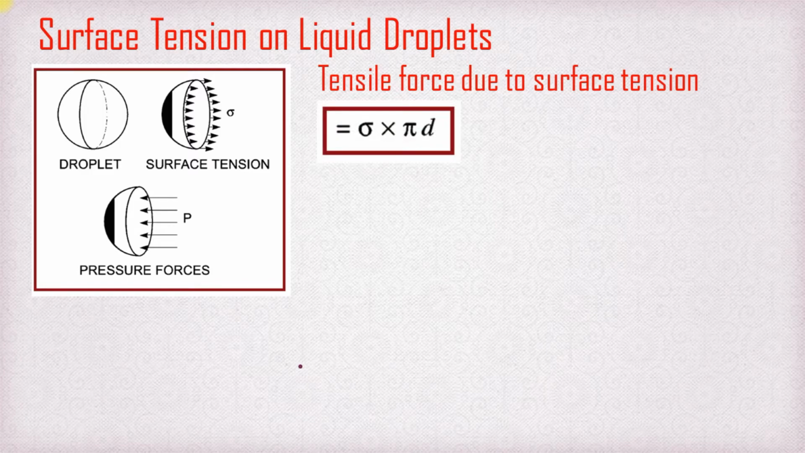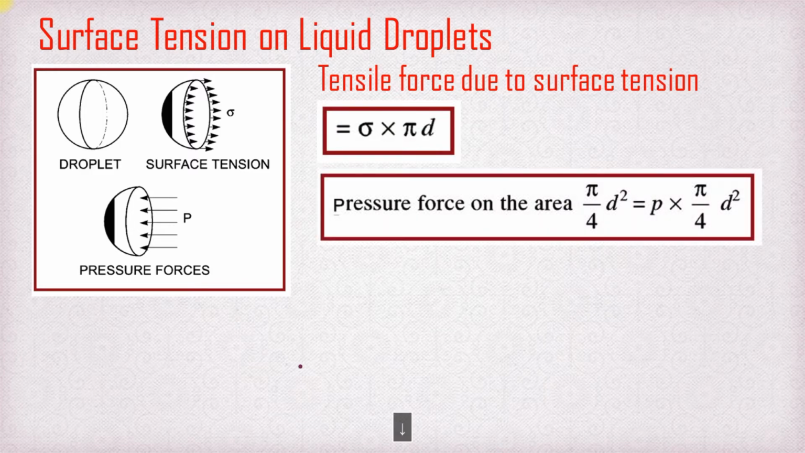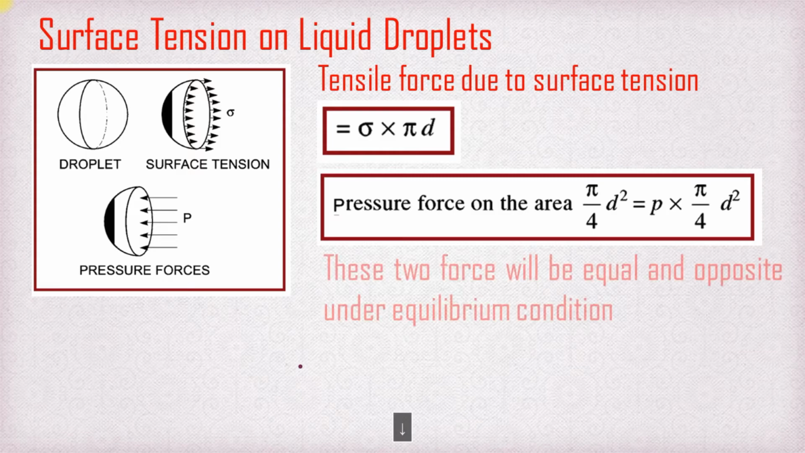And the second force is the pressure force which acts inside the water droplet, and which acts on area pi by 4 d square. So the pressure force on area pi by 4 d square equals, we know that pressure equals force upon area, so force equals pressure into area. So the pressure force on area pi by 4 d square equals P into pi by 4 d square. So these two forces, pressure force and surface tension force, will be equal and opposite under equilibrium condition.